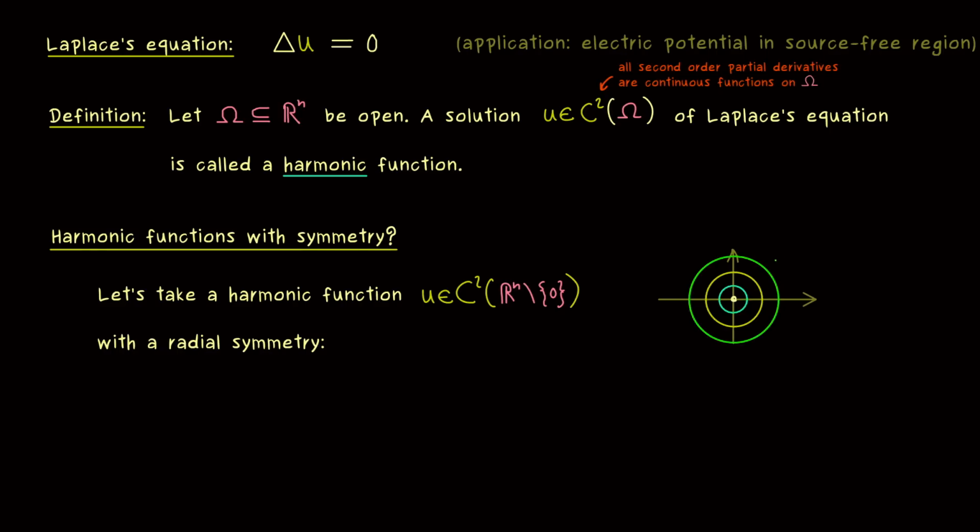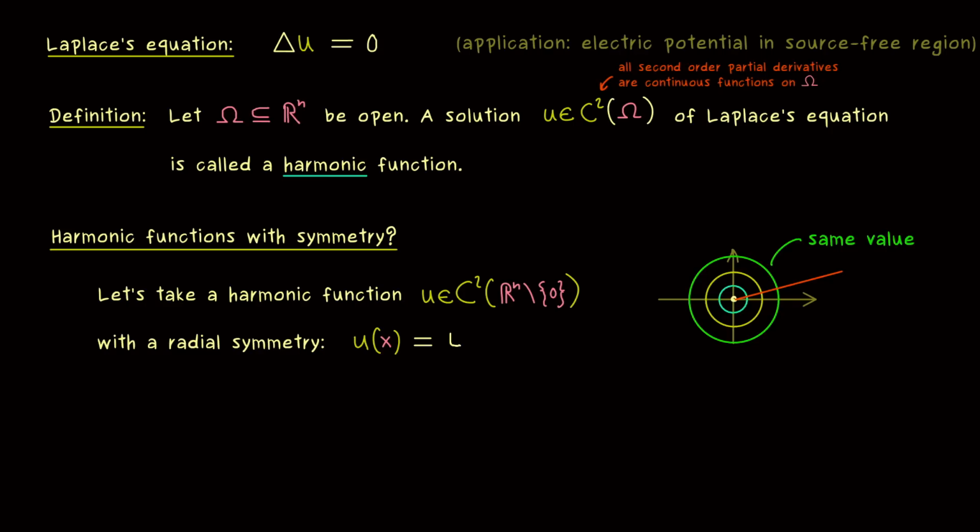Hence in our two-dimensional picture here, it means that for a given circle we find the same value for each point on it. And in the formula this would mean that u of x stays the same if you change the direction of x but not the length of x. Which also means that we already get all the values just by looking at one direction.